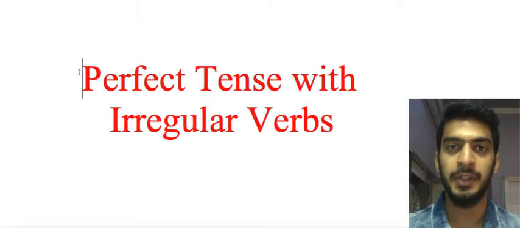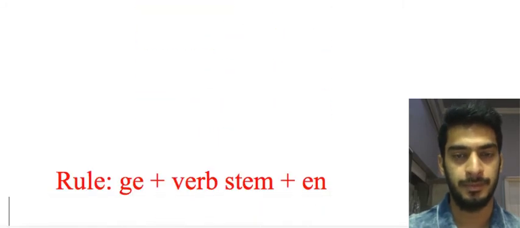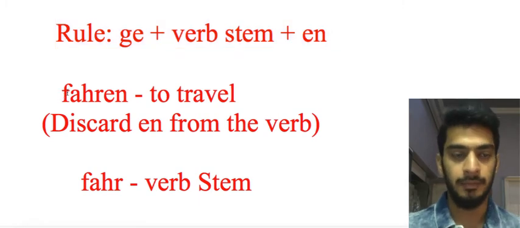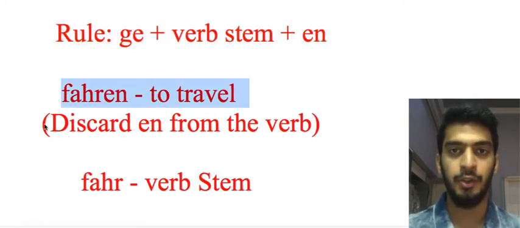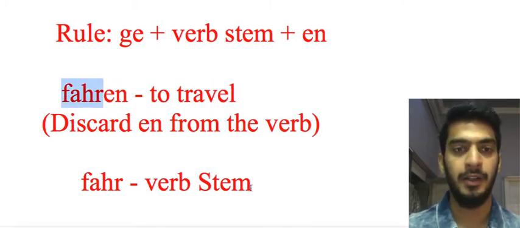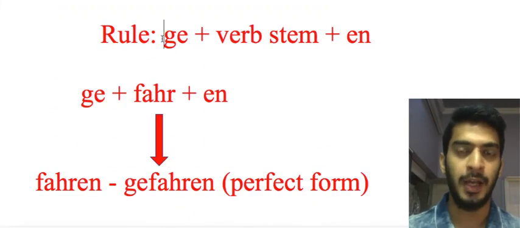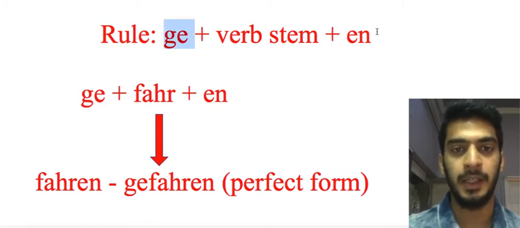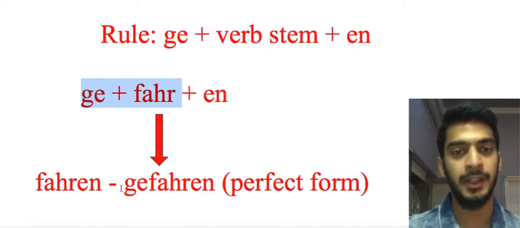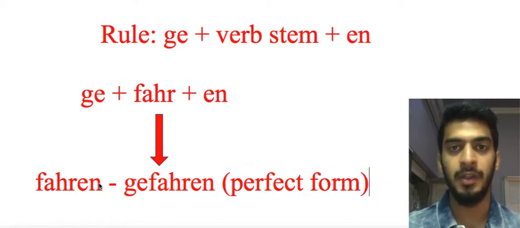Now we have perfect tense with irregular verbs. Our first category is strong verbs. The rule says ge plus verb stem plus en. We have the verb fahren, which means to travel. Discard en from the verb, we get fahr. The remaining word fahr is considered as the verb stem. Follow the same rule and build the perfect form. Ge plus verb stem plus en. Ge, write the verb stem, fahr, then en. We get gefahren, which is the perfect form of the verb fahren.